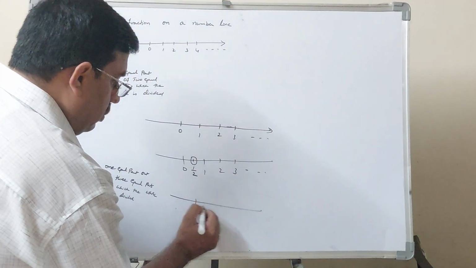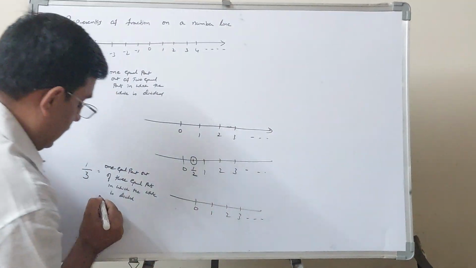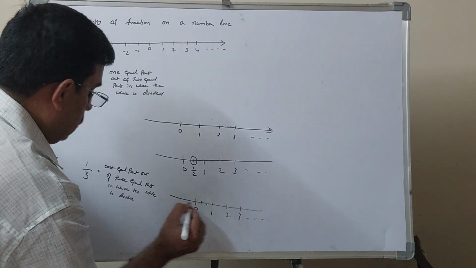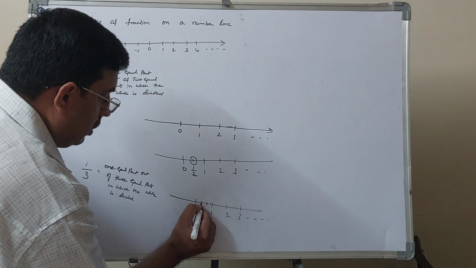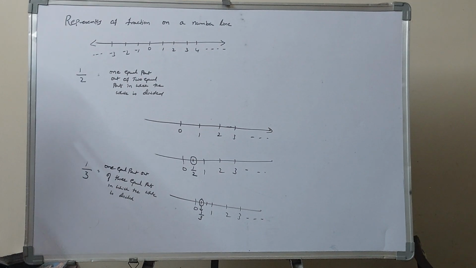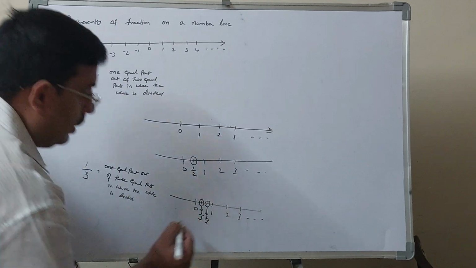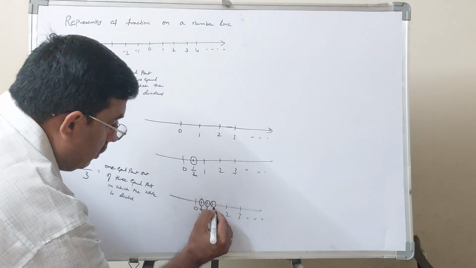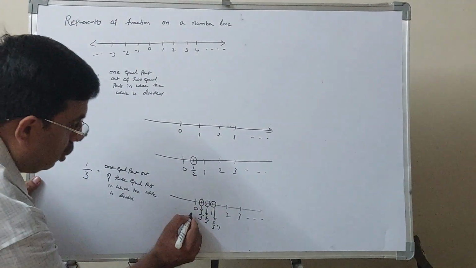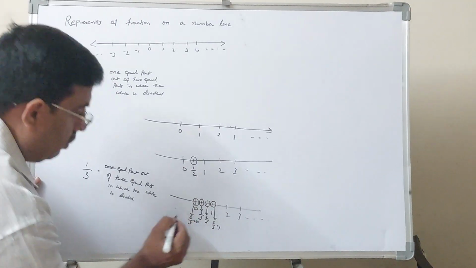This is 0, this is 1, this is 2, this is 3, like that. Here you see 3 equal parts. Divide 0 to 1 into 3 equal parts, so 1 and 2. This is called 1 by 3. Clear? This is called 2 by 3. This is also called 1, which can be written as 3 by 3. 3 by 3 is equal to 1, and 0 is called 0 by 3, which is equal to 0. Clear?